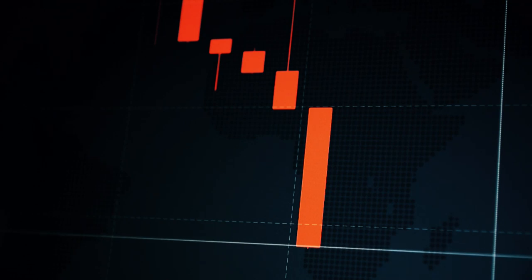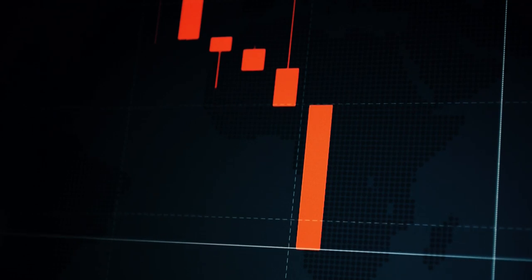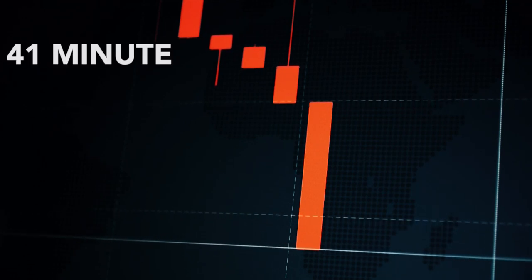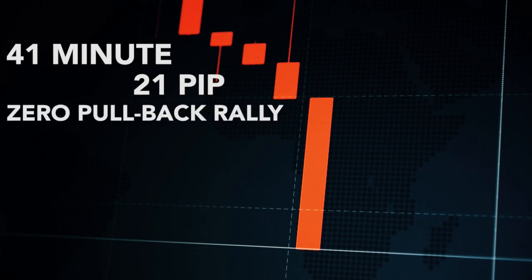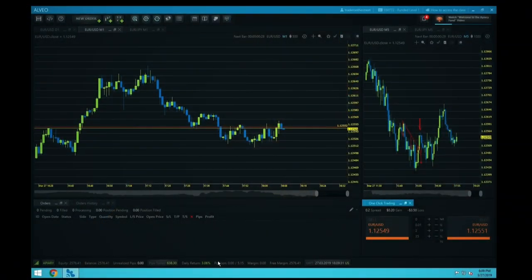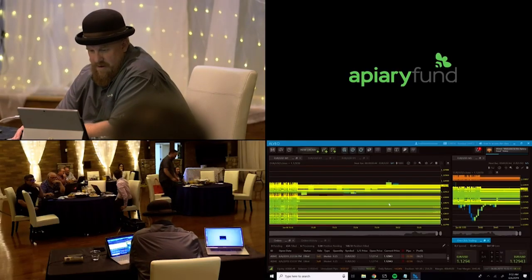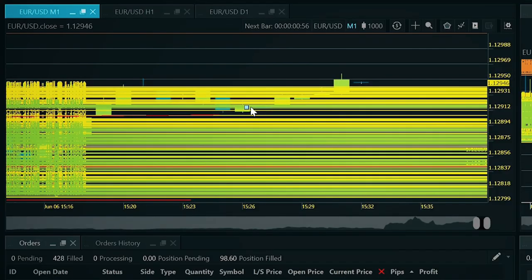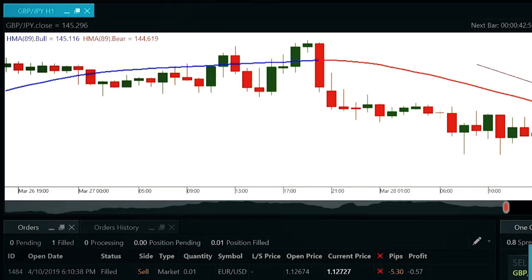But as luck would have it, that was also the precise moment the market started a crushing 41-minute, 21-pip, zero pullback rally that put Shawn upside down on the day. But the challenge in this trading session wasn't the rally. Shawn can easily trade through these types of grinding moves in the market. They happen all the time. The challenge wasn't the absence of any pullbacks during the rally. Yes, a rally without pullbacks complicates the trading session, but it's hardly a knockout punch.